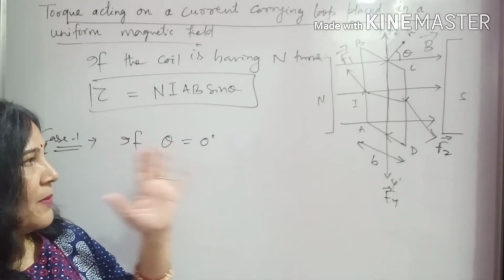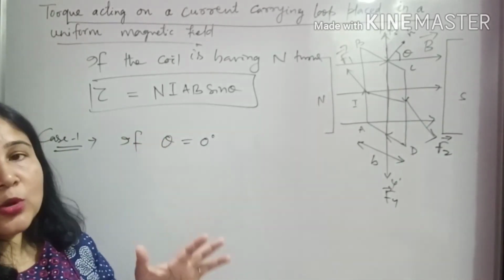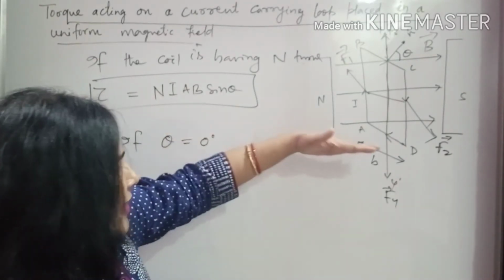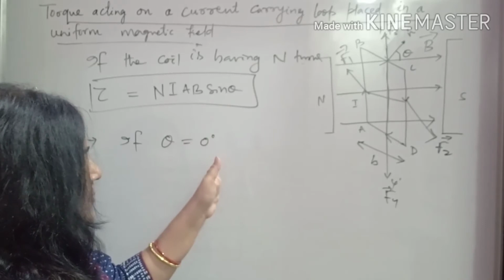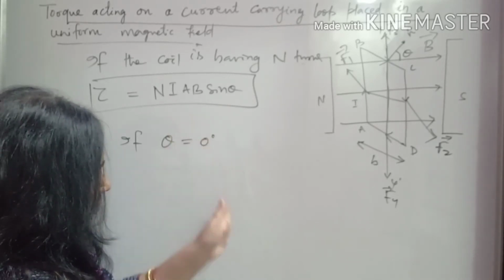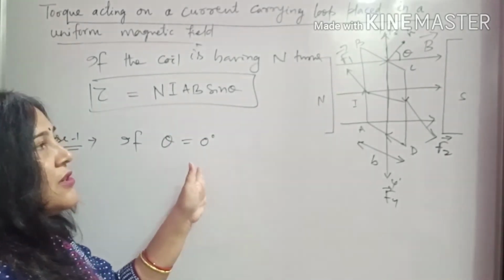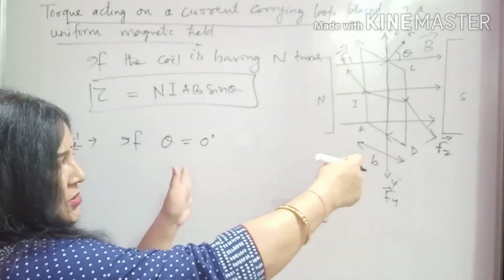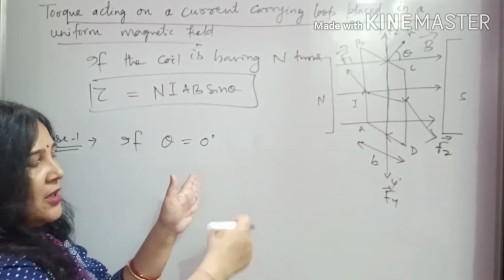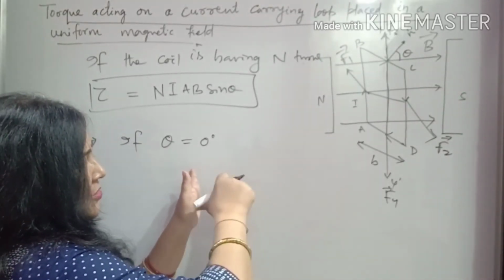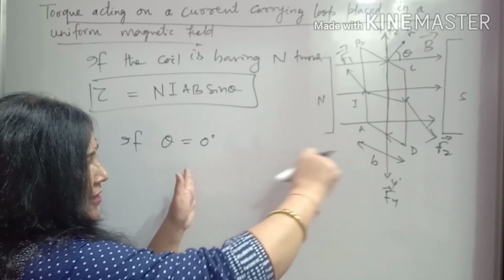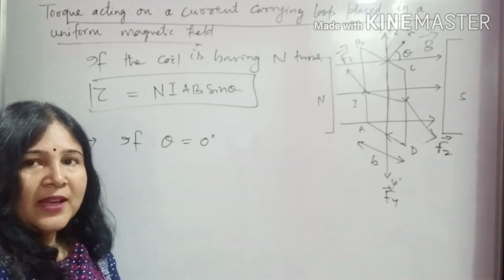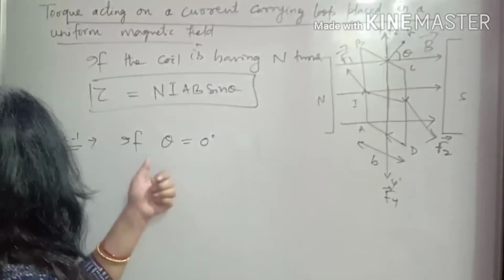If the plane of the coil is held perpendicular to the field. Suppose this field is acting in this way and the coil is held like this, perpendicular to the field. Now in which direction will its area vector act? It will act in this way because it is the outward drawn normal. So this is the direction of the magnetic field, and this is the direction of your n cap. So what angle will they make? That will be 0 degree.